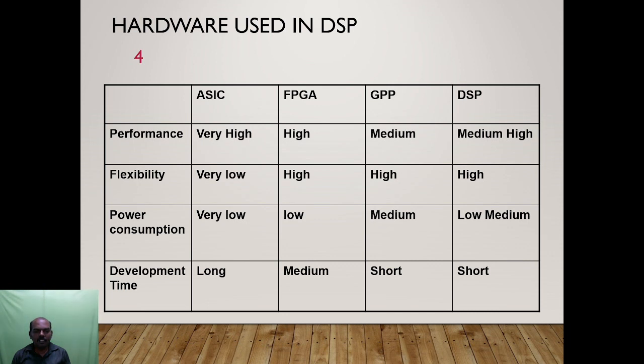The next characteristic, development time. ASIC development time is long. Then FPGA development time is medium. Then GPP development time is short. Then DSP development time is short.